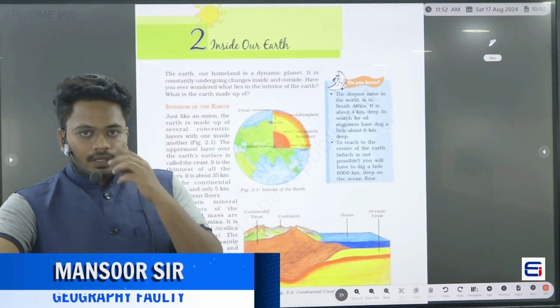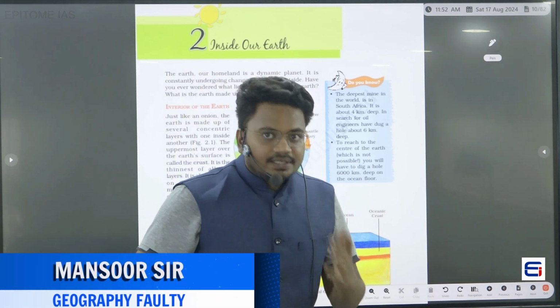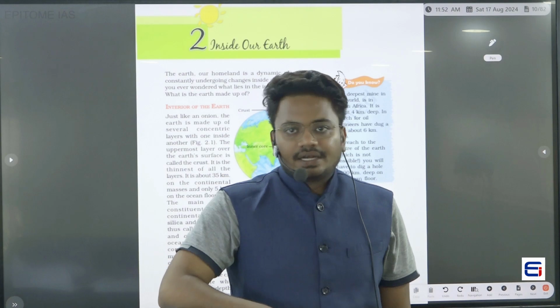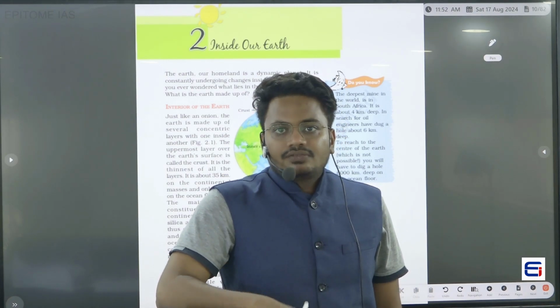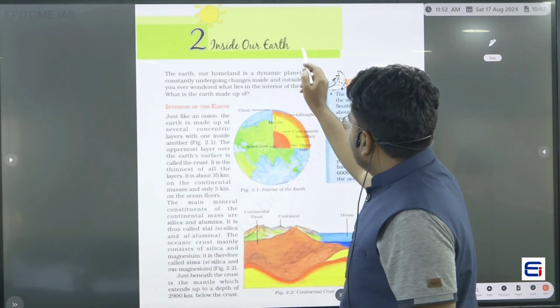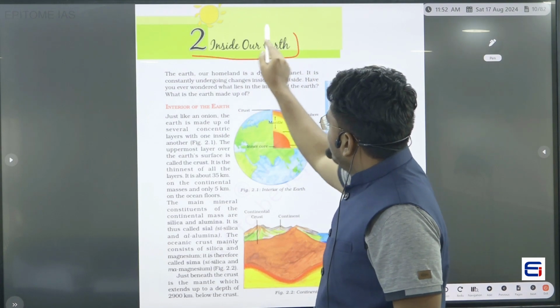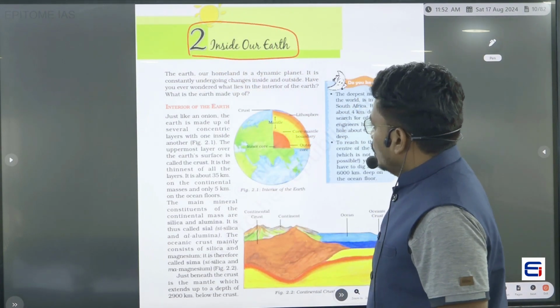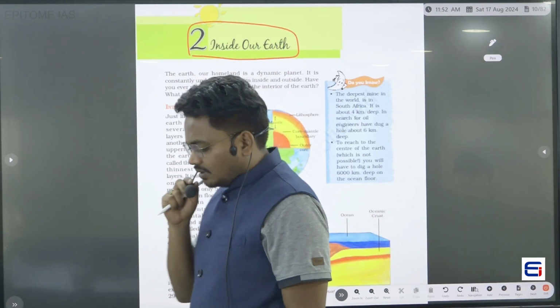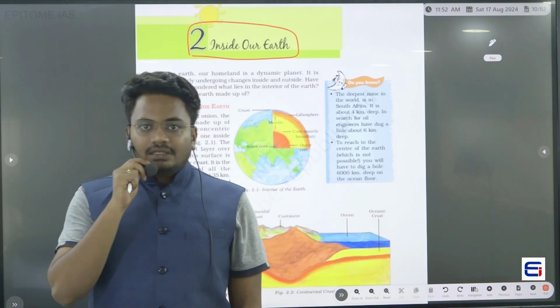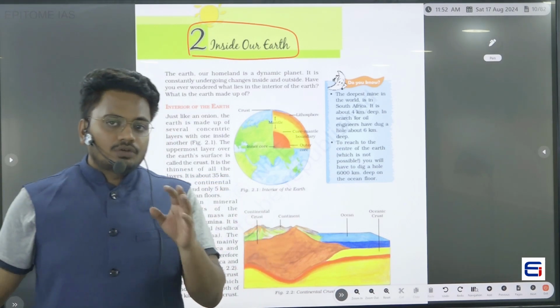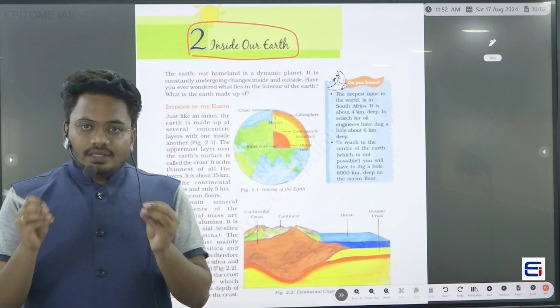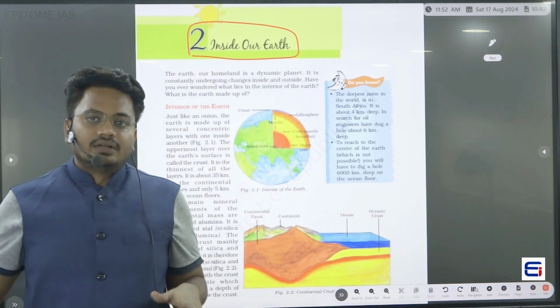This is Mansoor. In the last class we saw chapter 1 of 7th class NCERT, and in today's class we will be seeing chapter 2, that is Inside Our Earth, of 7th class NCERT. The name of the chapter is talking about the inside of our earth. That means today we are going to learn what things are present inside our earth, right?